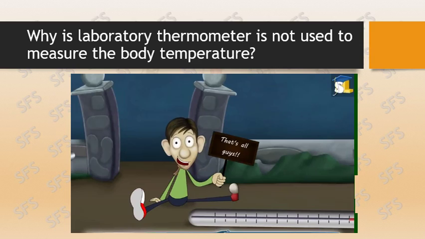Whereas in a laboratory thermometer, it is not like that. Immediately once you take out the laboratory thermometer from any object, it will suddenly fall. It will come back to the normal room temperature. So immediately you cannot see the temperature, right? That's the reason why you cannot use a laboratory thermometer to measure the body temperature, because a laboratory thermometer is only used to measure the instant temperature of any object. Okay.